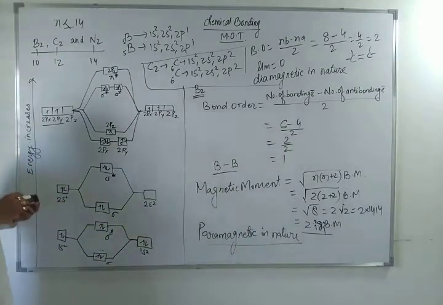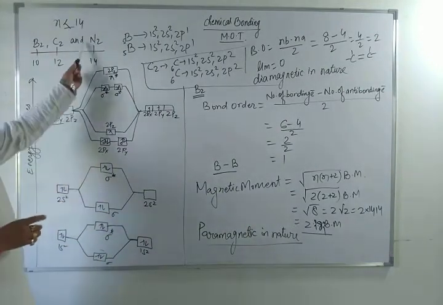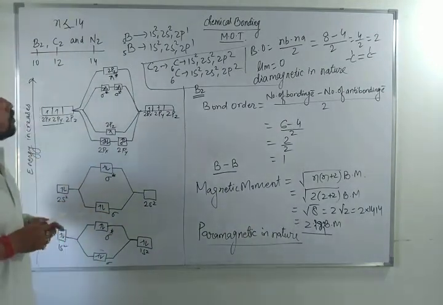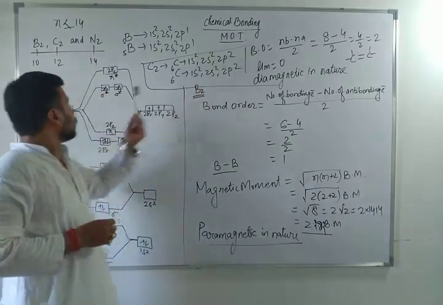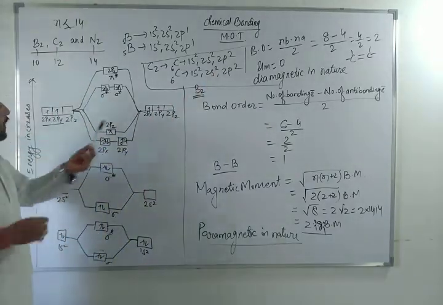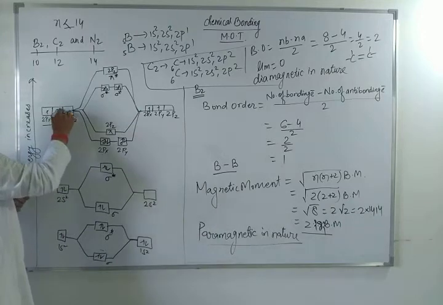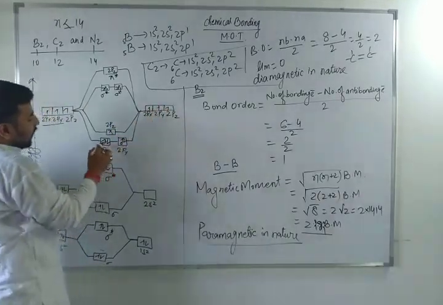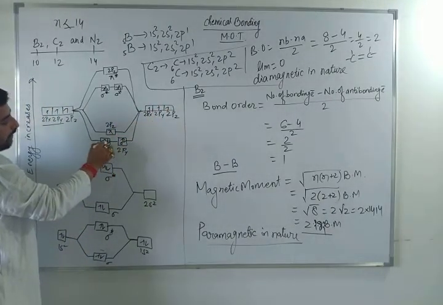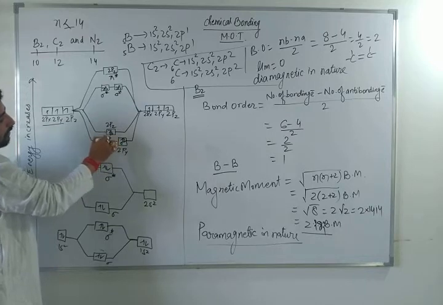Now can you describe yourself about N2? In N2 there are 14 electrons, 1s2, 2s2, 2p3. So total here 2p3, 2p3 means here also 3 electrons, here also 3 electrons. So 2p3, 1, 2, 3, 4, 5, 6 total.